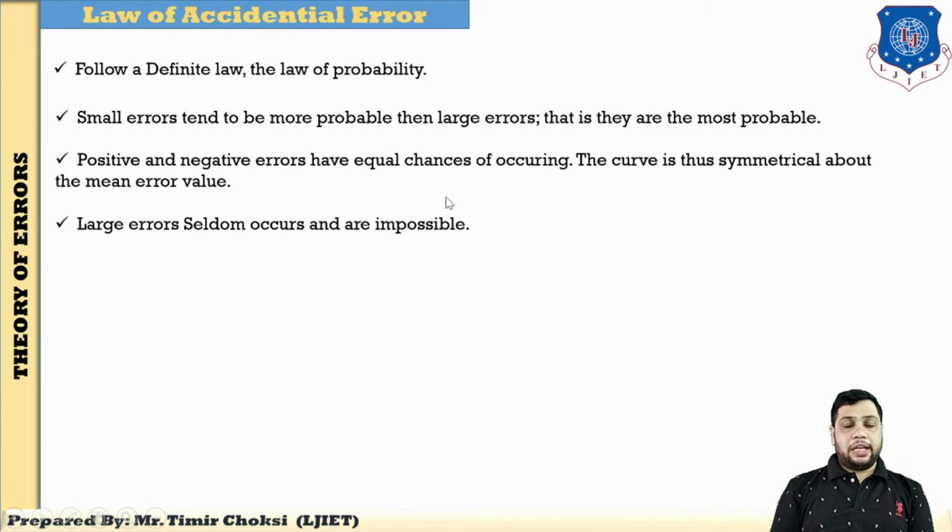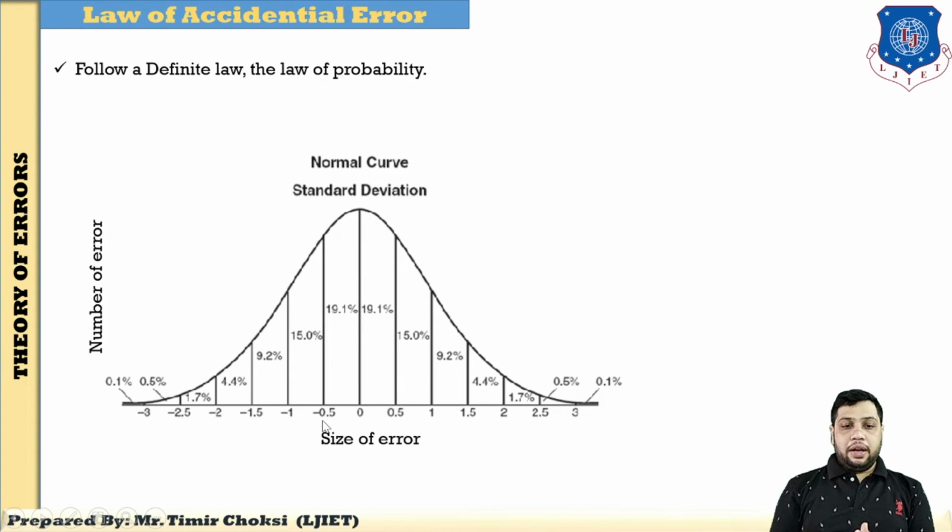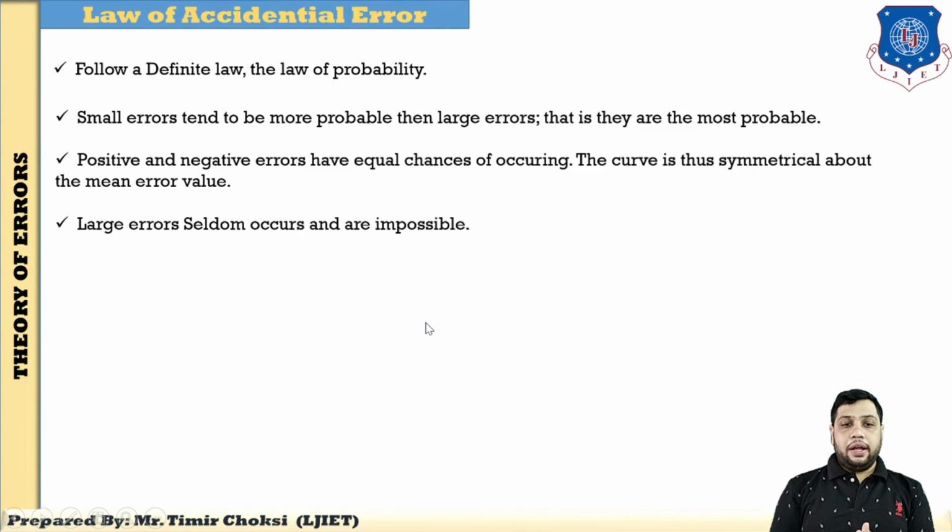I have already explained the definition of probable error. The angular measurement I have taken, here positive and negative have equal chance of occurring. In a probability curve it is clearly seen, here 0, minus 0.5, and plus 0.5. So positive and negative errors have an equal chance of occurring when the curve is symmetrical.